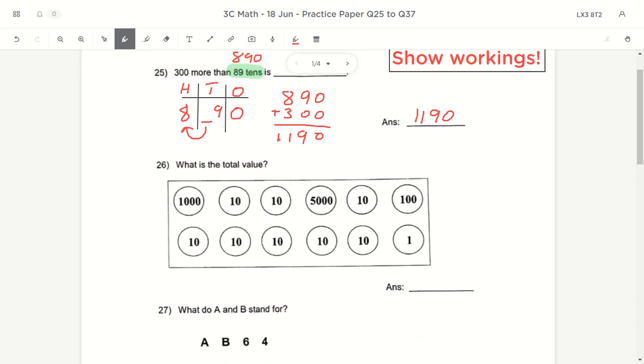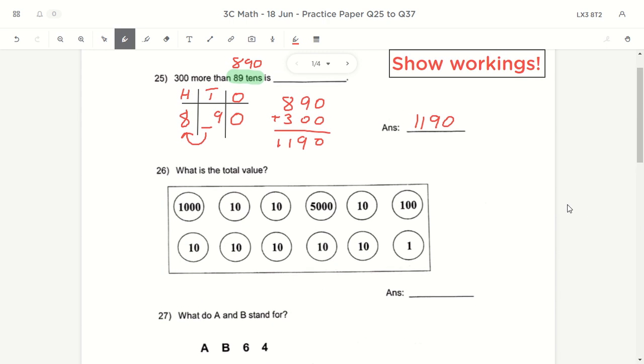Okay, question 26 is pretty simple. The only problem is that you are careless. So make sure you practice the correct habits. I have thousands, hundreds, tens, and ones. Let's start with 1,000 first. I take these two out. I know 1,000 plus 5,000 gives me 6,000.